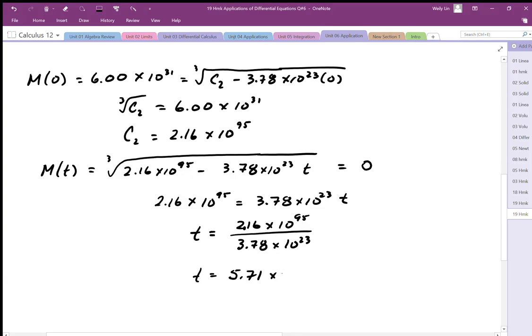5.71 times, it's a pretty big number, it's going to take 5.71 times 10 to the 71 years for the mass to go to zero. So all this mass to dissipate to zero is going to take a very, very long time.